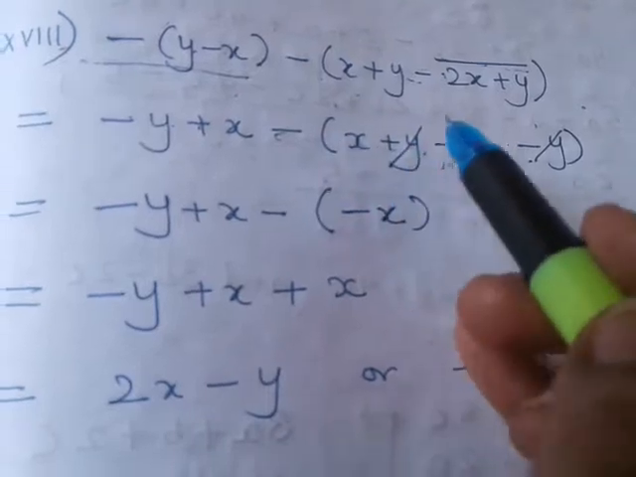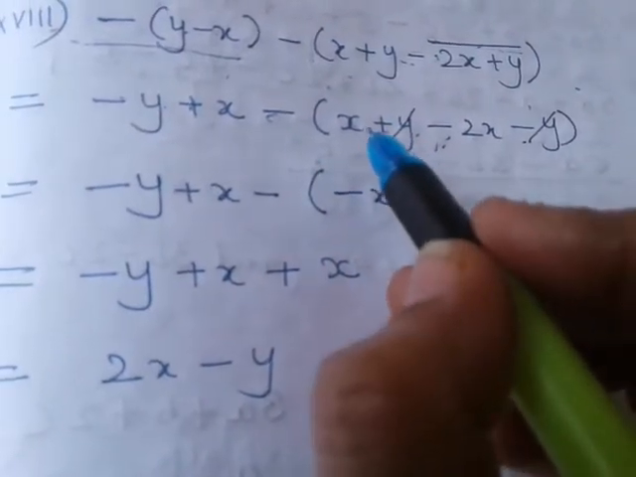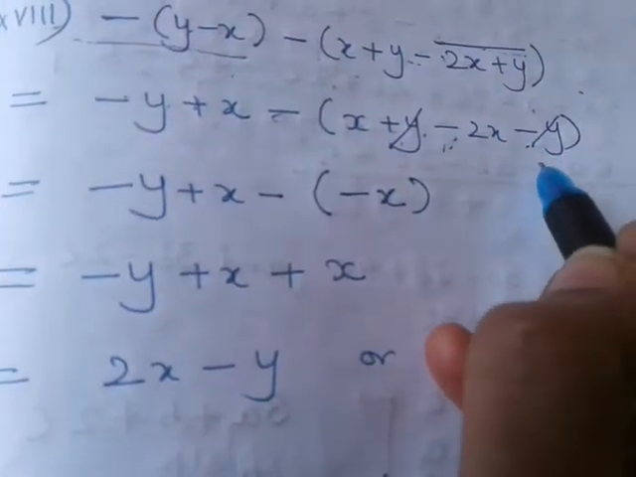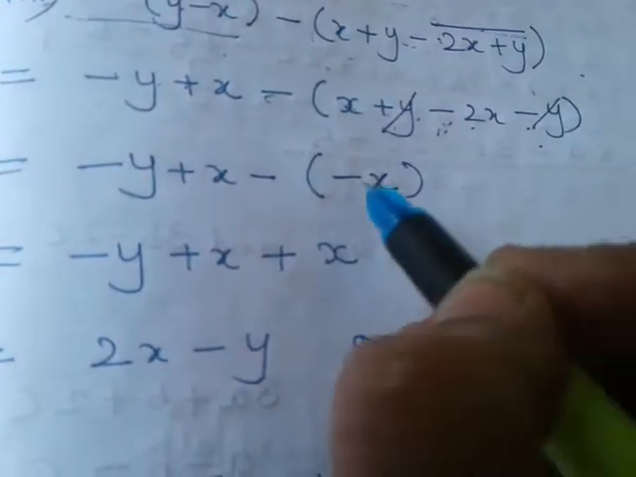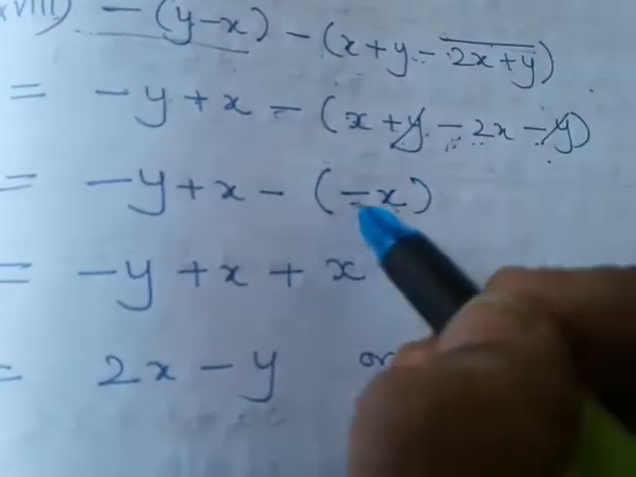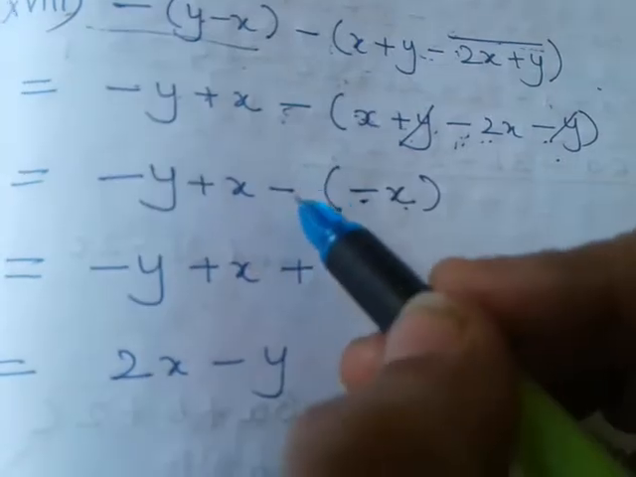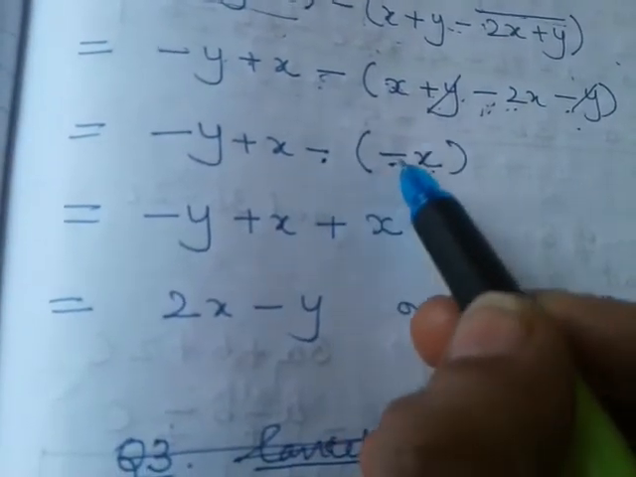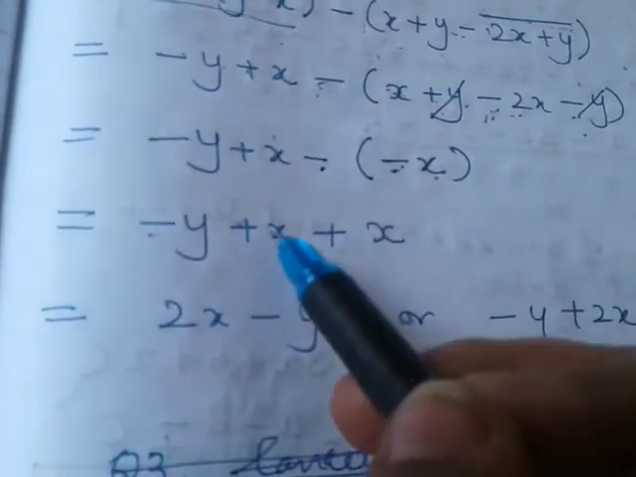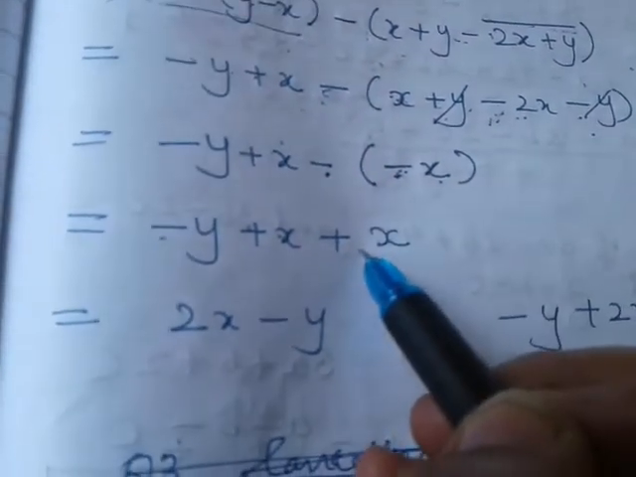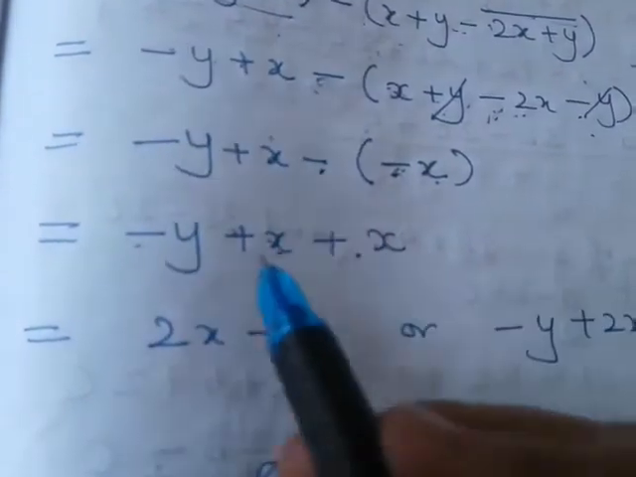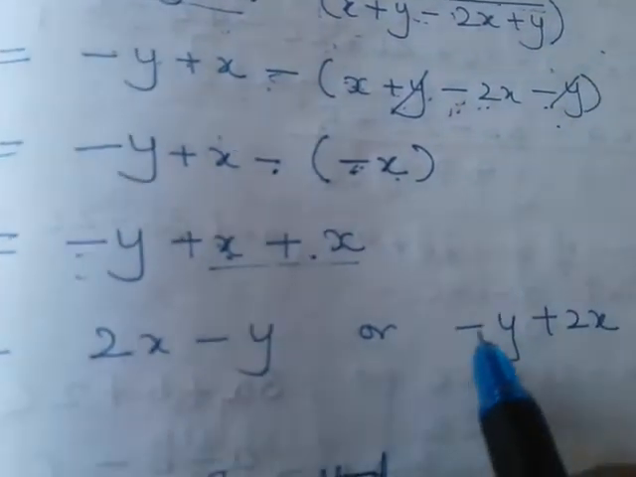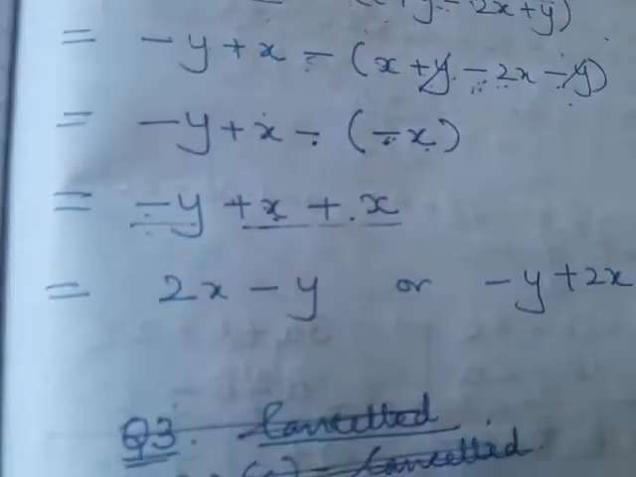Okay. Now let's solve the bracket. Plus y minus y gets cancelled. So x minus 2x, again minus x, because 1 minus 2 is minus 1. So before the bracket minus sign is there. So inside signs will change. So minus x plus x plus x. This minus became plus. So 2x, it will be 2x minus y or minus y plus 2x.